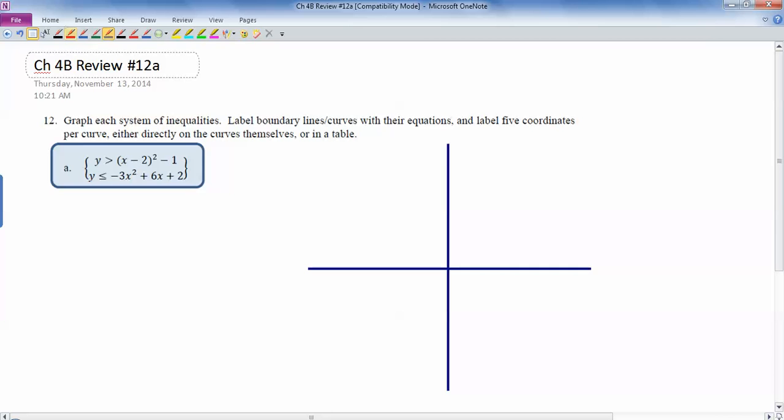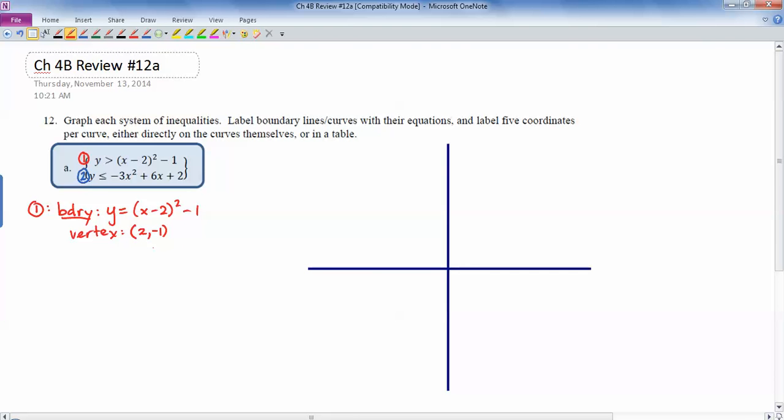So let's see. To start, I'll label the first inequality 1, the second one I'll label 2, and we'll address each of them by themselves. So for 1, I want to look at the boundary first. The boundary curve is basically, if I treat it like an equals, y equals (x minus 2) squared minus 1. That one's in vertex form, so right away we know the vertex is going to be at the point (2, negative 1).